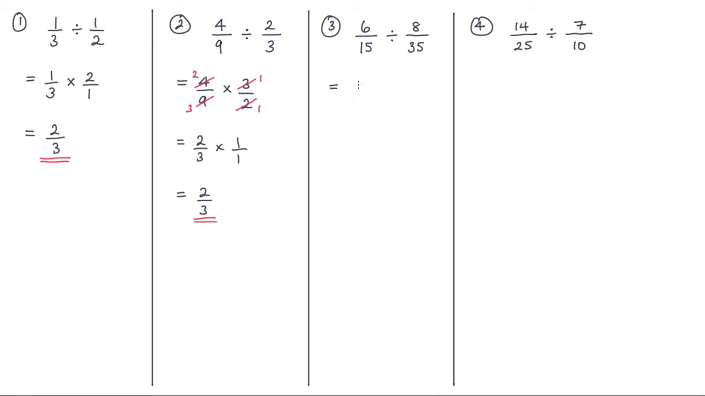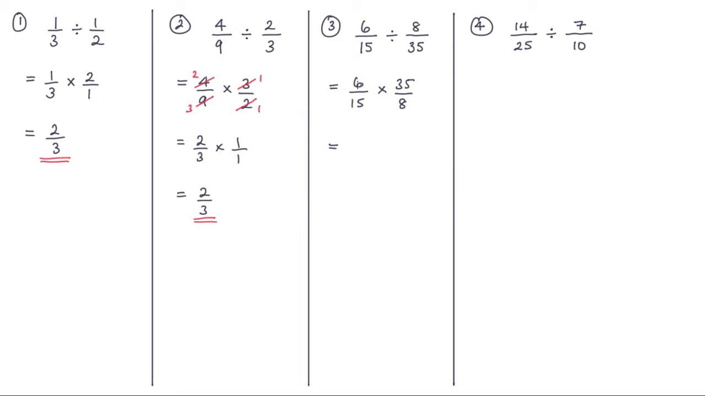On to question 3. Again, same process. Write down the first fraction. Change the division to a multiplication and flip the second fraction. So 35 over 8. Again, we're looking for opportunities to cancel where possible.